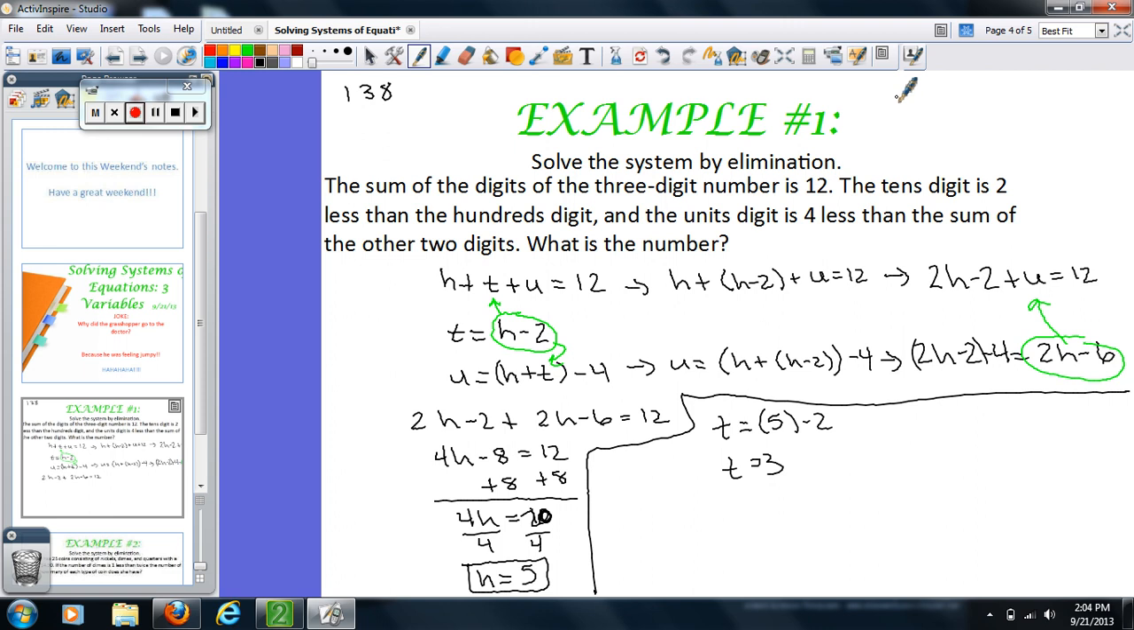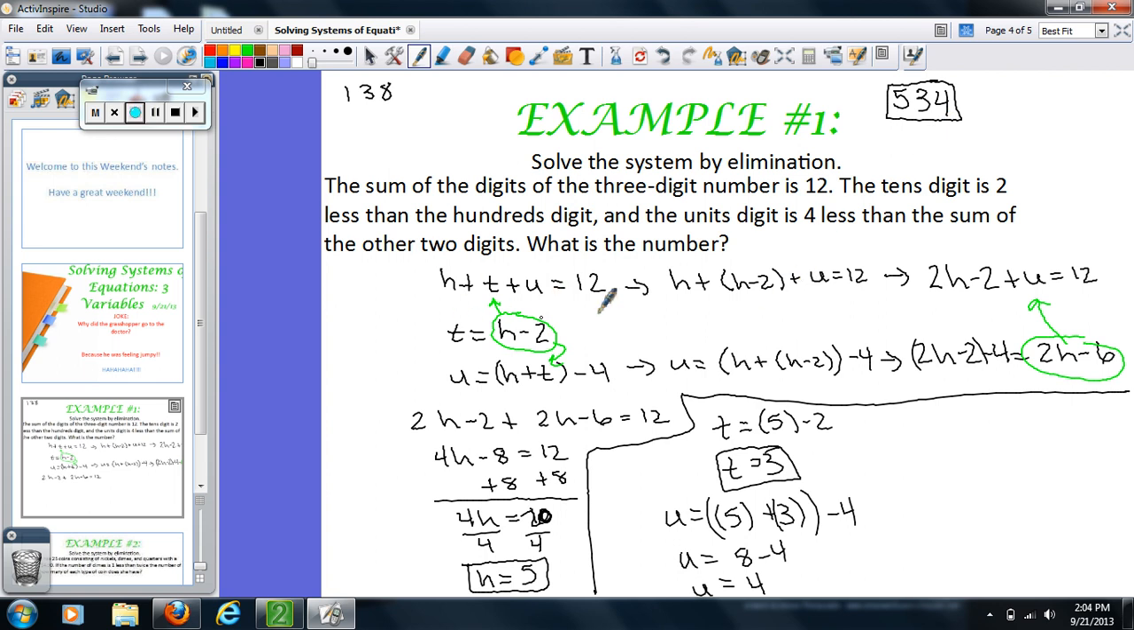Alright, so my digits. I have h equals 5, which means the first number, the hundreds digit, is 5. The tens digit is 3. Okay, and now I can take this and I can plug it into the u and get my last answer. So I get u equals, h is 5 plus 3 minus 4. This is u equals 8 minus 4, which means u equals 4. And that gives me my number of 534. And you can always check your answer by plugging it in right here, because we haven't done this yet.